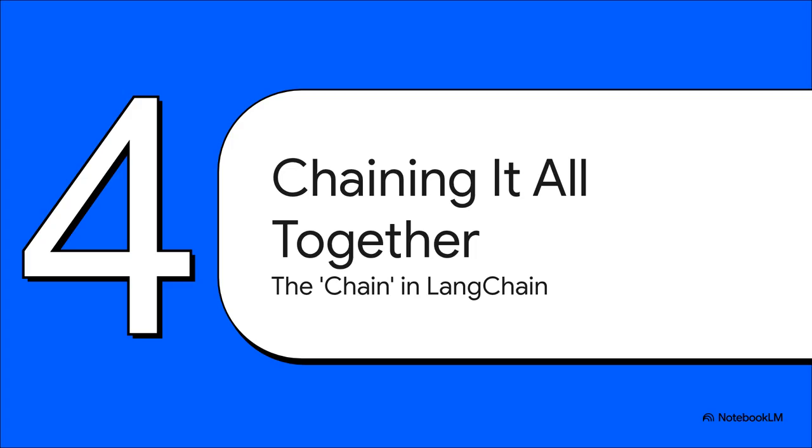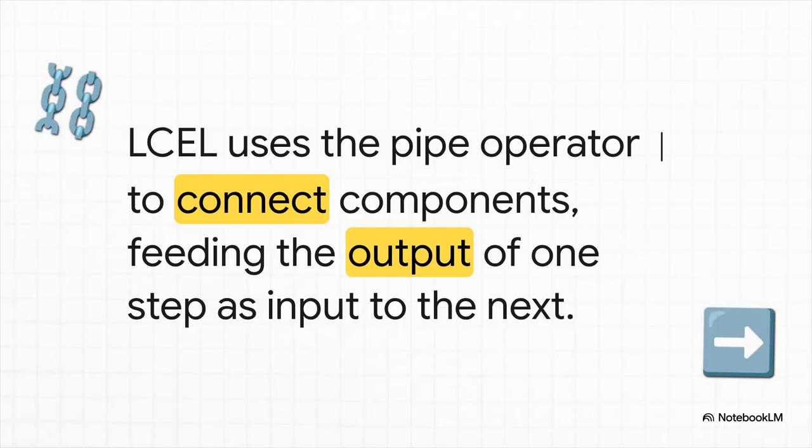How do we make the AI actually do something with them? Well, this is where the chain in LangChain finally comes into play. The magic behind all of this is a simple but really powerful idea called the LangChain Expression Language, or LCEL. And if you've ever used a command line, you're going to recognize the pipe operator, that little vertical bar. It works just like an assembly line for your AI. The output of one step becomes the input for the next. It's a beautifully simple way to build some seriously complex AI workflows.